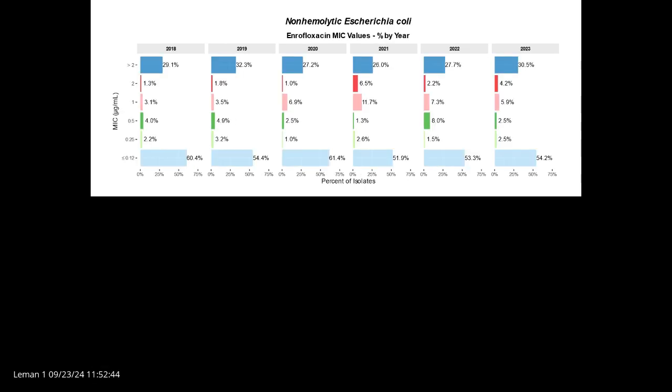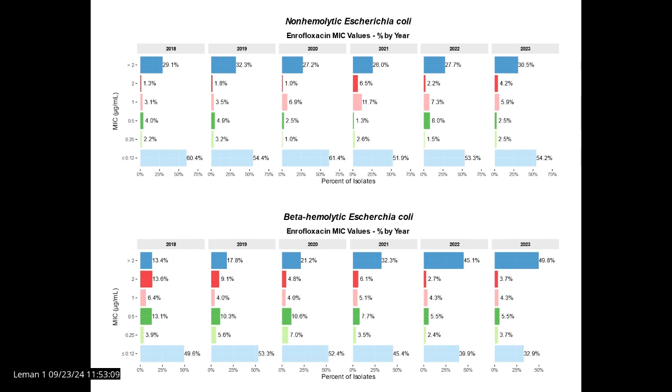We do have MIC data for enrofloxacin, and for non-hemolytic E. coli's, there is a decrease potentially, but it seems to be bouncing. This is 54, 53, 51, 61, 54, 60. So that seems to be fairly stable, and these at the highest dilution we've got 30, 32, 27, 26, 30. So that seems to be fairly stable.